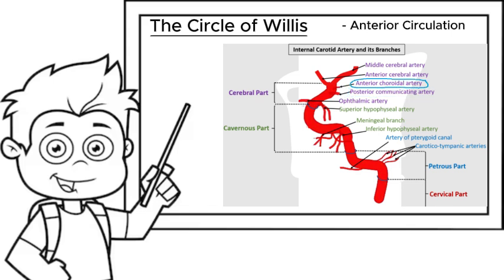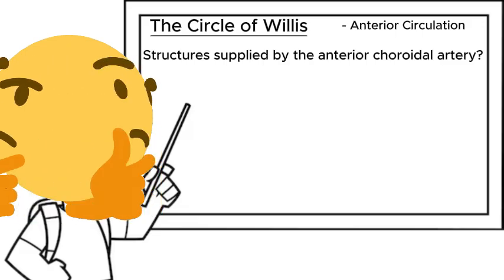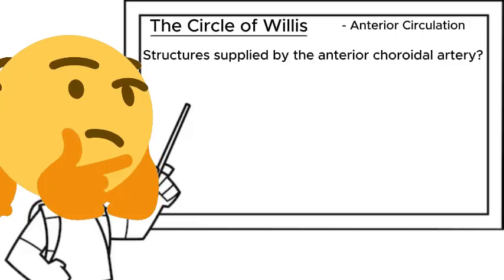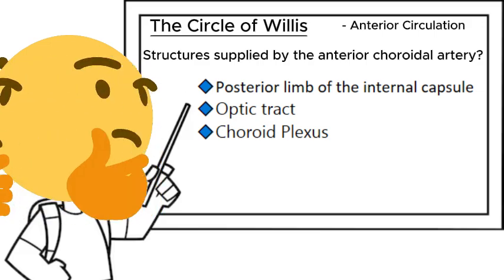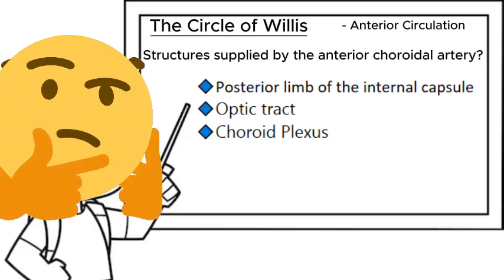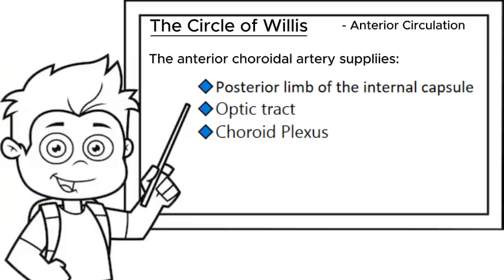3. The anterior choroidal artery, which supplies, hold on, what structures does the anterior choroidal artery supply? Did you say posterior limb of the internal capsule, optic tract, and choroid plexus? If you said that, you are absolutely right. The anterior choroidal artery supplies the deep structures including the posterior limb of the internal capsule, the optic tract, and the choroid plexus.